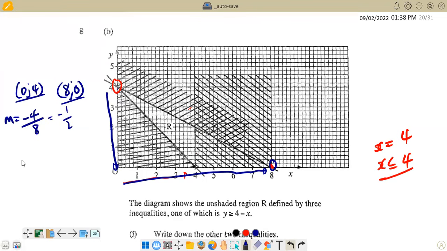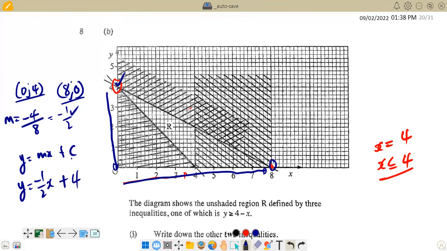So that's our gradient. And we know that the equation of a line is given in the form of y is equal to mx plus c. So y is equal to m, which is the gradient, which is negative half, x plus c. C is our y-intercept, which is at 4. So this is the equation of the line, okay?